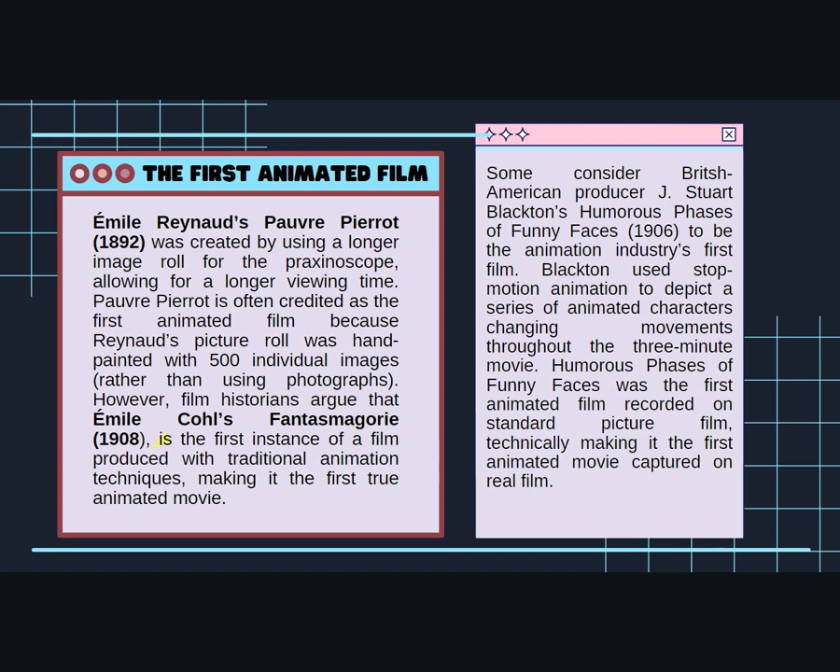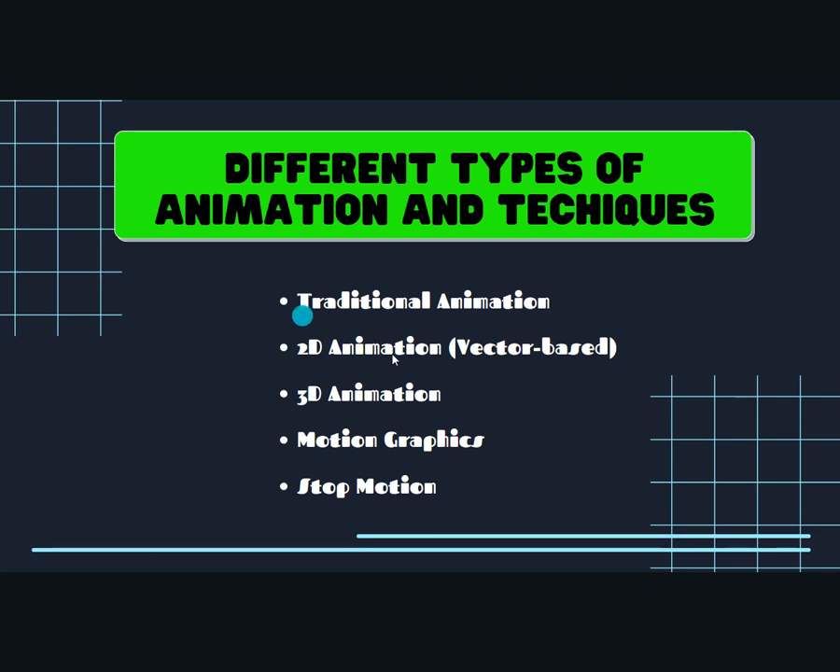So now we go down to the different types of animation. First is traditional animation, 2D animation, or what we call vector-based. Then the 3D animation, the motion graphics, and the last is stop motion.